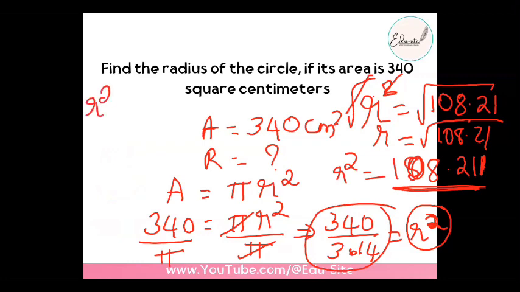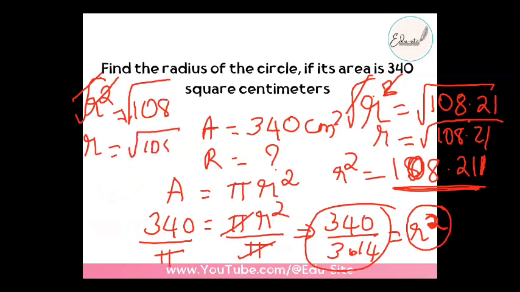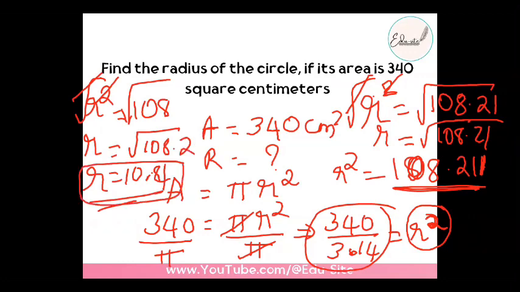r squared is equal to 108. We need just the r. How to calculate r? We do not have any other way than square rooting on both sides. While we square root on both sides, the square and the square root cancel out and r just remains. So square rooting is applied here, which is 10.4. Yes, it's 10.4. Fine, understood? Any doubts? No. Okay, that's pretty much all.